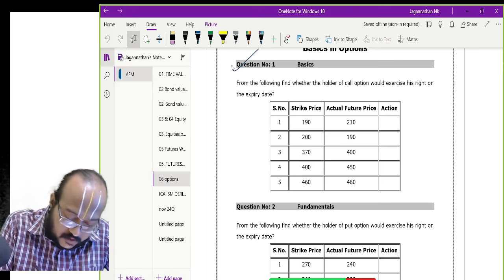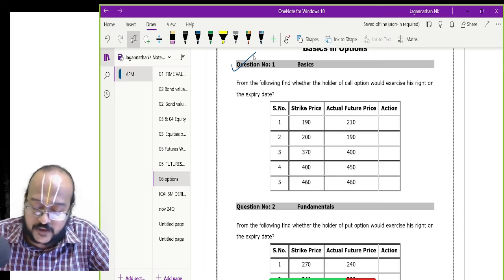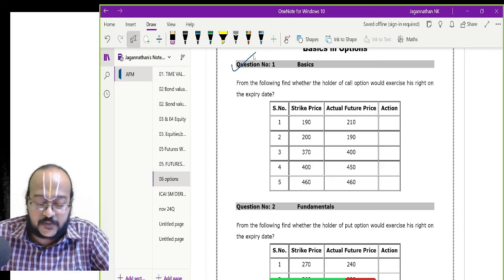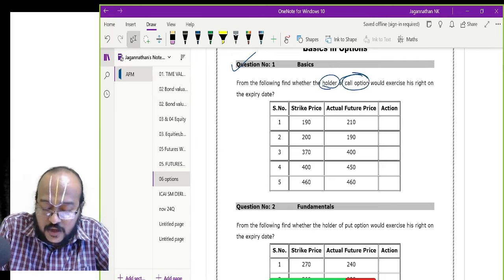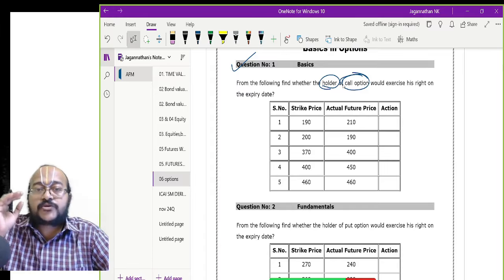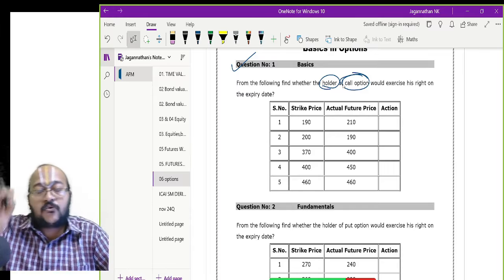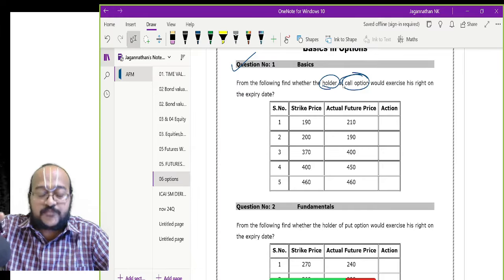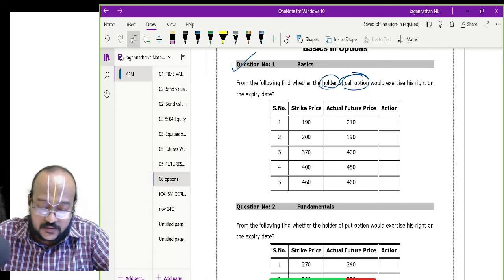See here. Take question number 1 for discussion. Basics. From the following, find whether the holder of a call option would exercise his right on the expiry date. See who is the person? Holder of call option. Understood? You have to always see that 4 positions are there: holder of call option, writer of call option, holder of put option, writer of put option. You need to visualize all this.